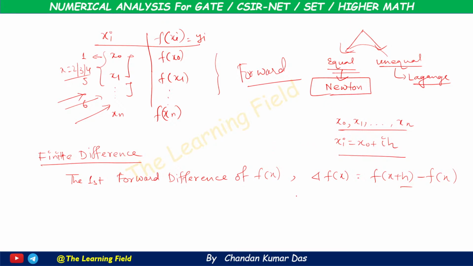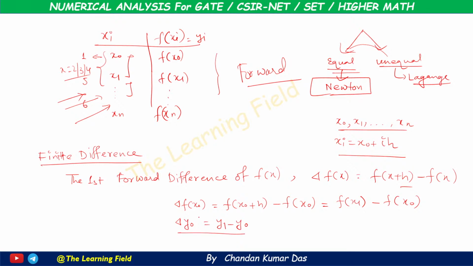So this is the first difference, delta of f of x. We can write again delta of f of x0, which is equal to f of x0 plus h minus f of x0. This can also be written as f of x1 minus f of x0. So this is the first forward difference. That is why we can write delta of y0, where y0 means f of x0, equal to y1 minus y0.